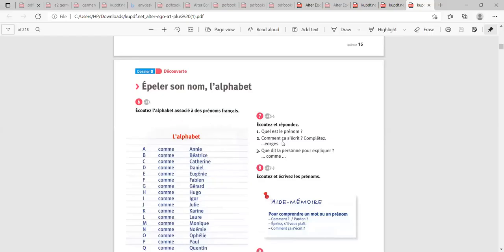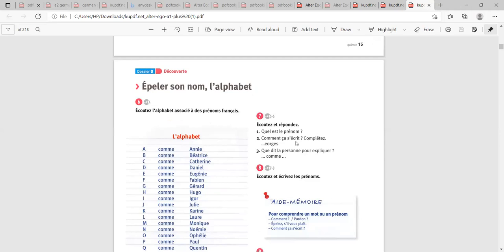Now he's saying, comment ça s'écrit? How? Comment, how. That we write. Comment ça s'écrit? Repeat after me, s'il vous plaît. Comment ça s'écrit? Repeat. Now, for example, this is a conversation. Let's play a theater.